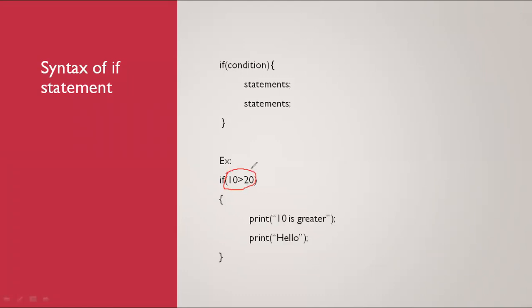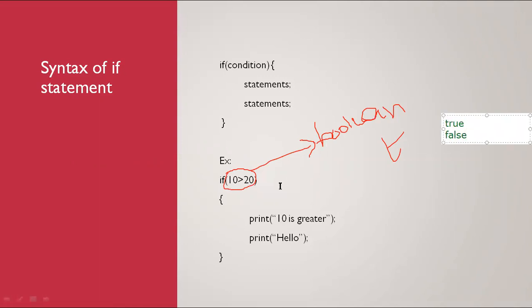this condition always returns a Boolean. A Boolean is either true or false. So always remember this is a Boolean. The Boolean is always either true or false.